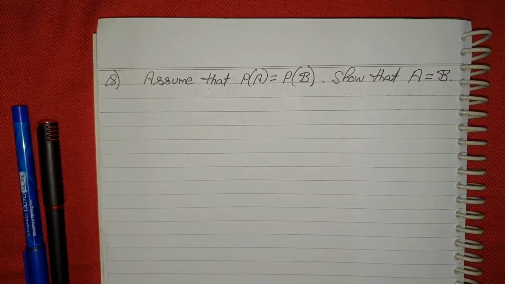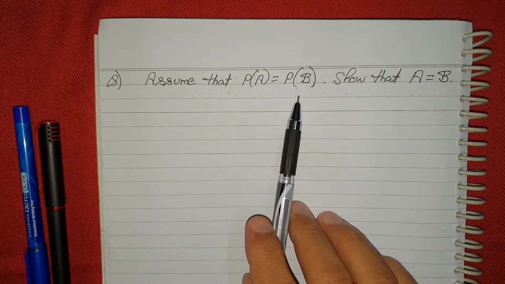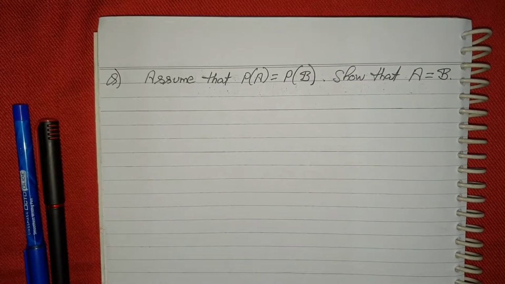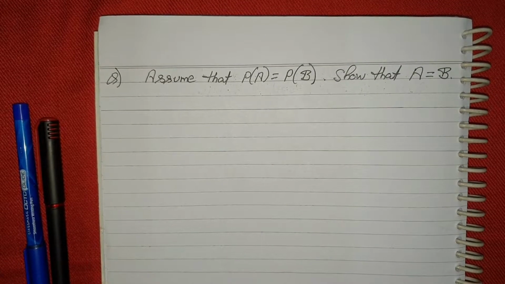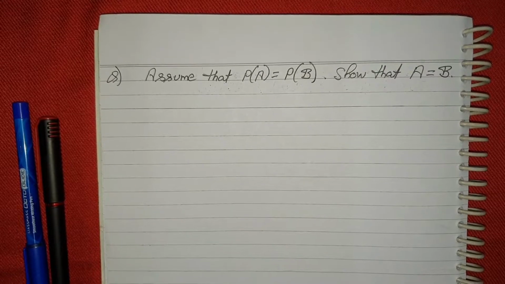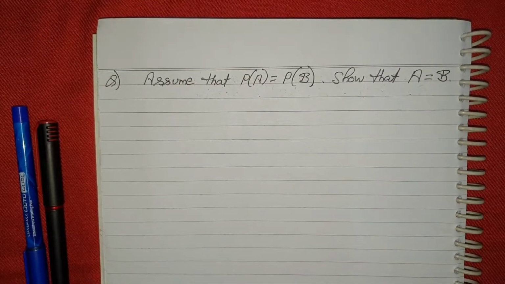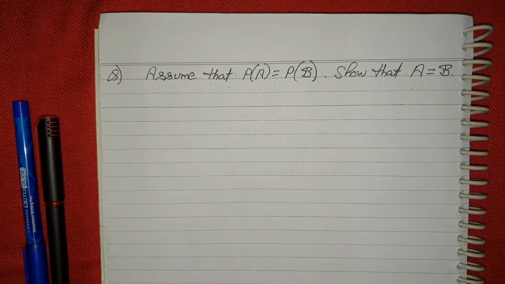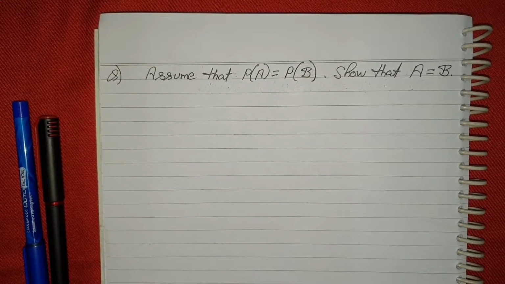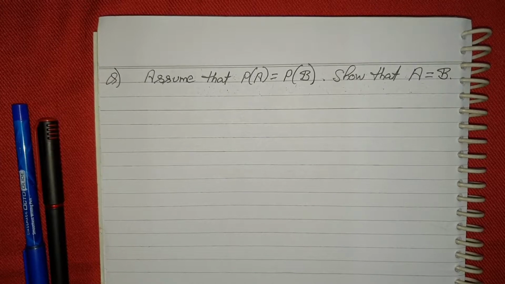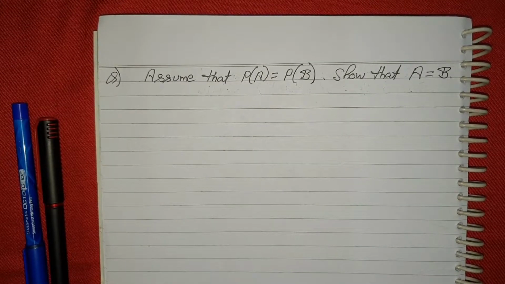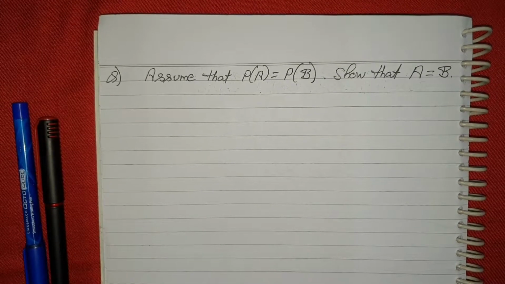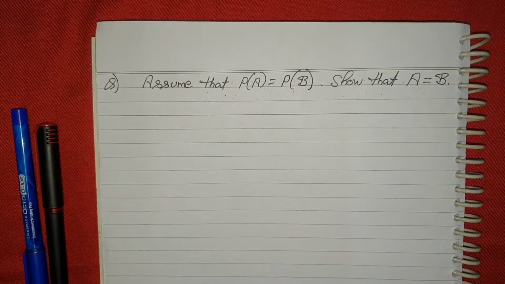Now, next question. Assume that P(A) equals P(B). We know that P is the power set. The power set is a set containing all the subsets of a given set. The power set of A equals the power set of B. Now we have to show that A equals B. In this case, what we will use is that if two sets are subsets of each other, then A and B are equal. Like if we can prove A is a subset of B and B is a subset of A, then A equals B. Okay, so let's start.